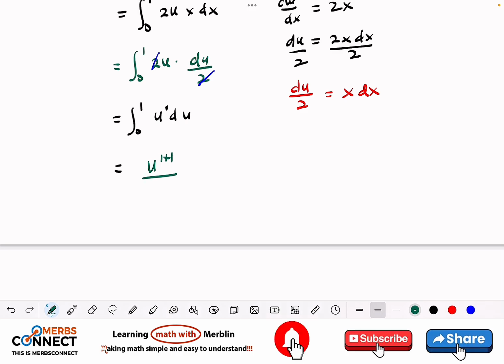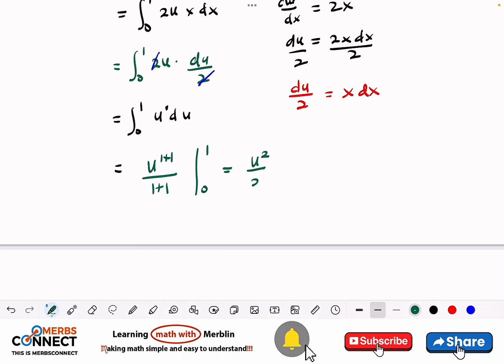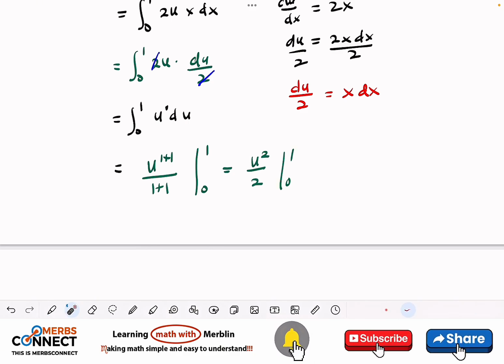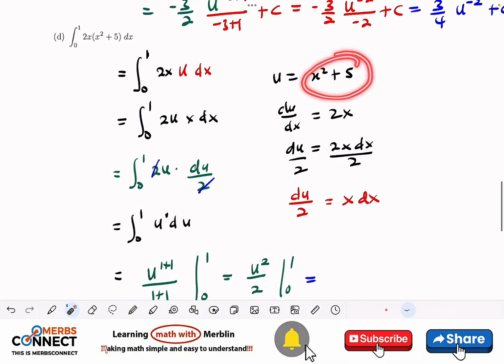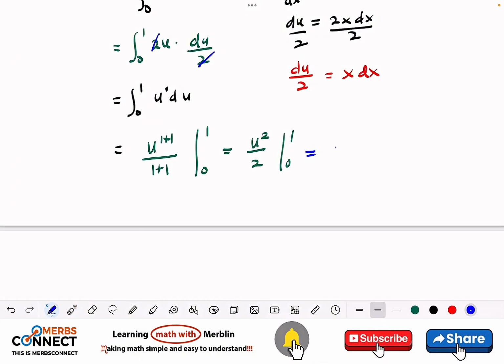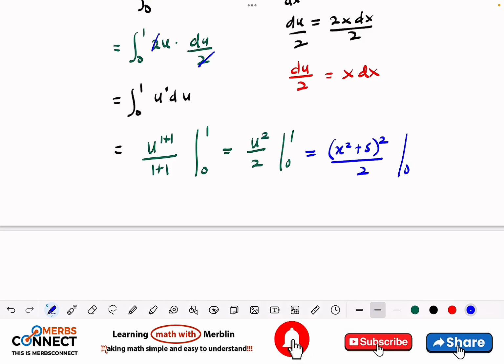So since this one is 1 and it's not a fraction, we can write this as u to the 1 plus 1 divided by 1 plus 1. But here we are not adding plus c, because we are moving from 0 to 1, right? So this is the same as u squared divided by 2 from 0 to 1. Now don't be in a hurry to plug in 1 here and 0 here, because this 1 and 0 is not for u, it's for x. So what we need to do is look for u. What is u? U is x squared plus 5. So we are going to have x squared plus 5 all squared divided by 2 from 0 to 1.